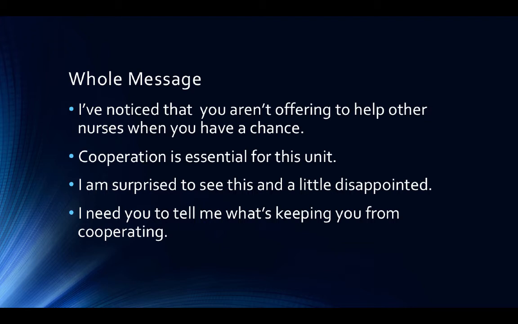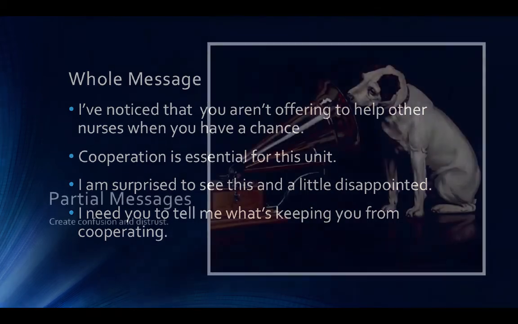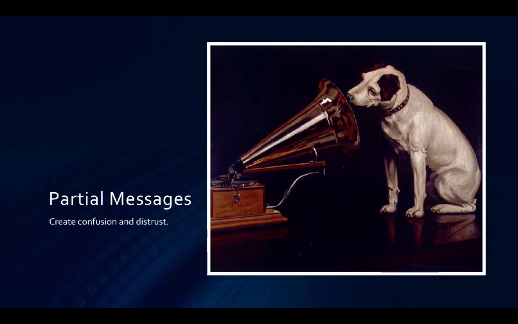Let's look at partial messages. What happens when we leave one of these four elements out? Partial messages are when we leave out one of the four elements, and they create confusion and distrust. If we leave out the observation, the topic can be hard to determine. So that doesn't give the person any opportunity to say, what are you basing this on? That's the question that will come. What are you talking about? So we have to have the observation.